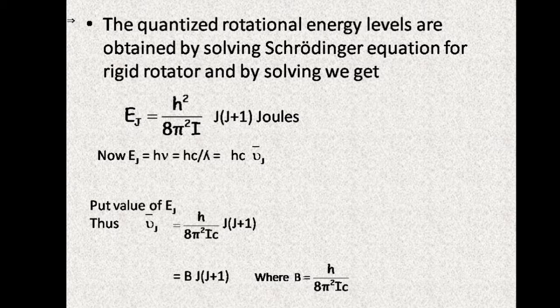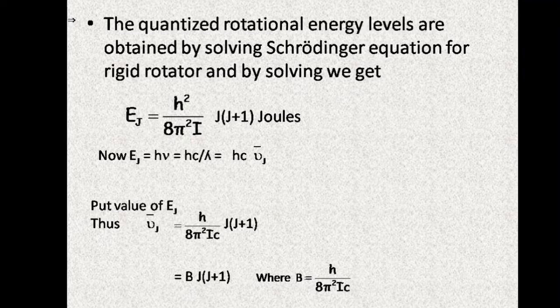So by putting the value of Ej, we get nu bar j is equal to h square upon 8 pi square I hc into j into j plus 1. Then the final equation is nu bar j is equal to h upon 8 pi square Ic into j into j plus 1. Now here h upon 8 pi square Ic is denoted by letter B and it is known as rotational constant. Thus the value of B is equal to h upon 8 pi square Ic.